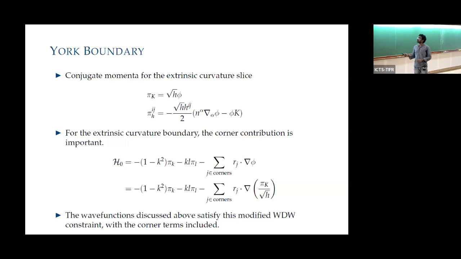But for the York boundary, again, one can compute the conjugate momentum and the induced metric along the boundary and express the Wheeler-DeWitt equation in terms of these two quantities and the extrinsic curvature and also the induced metric. Here again, we will have an extra corner contribution. And this corner contribution is now important because this quantity acting on the wave function will give some non-zero result, and that is exactly cancelled by the corner contribution coming from the corner.